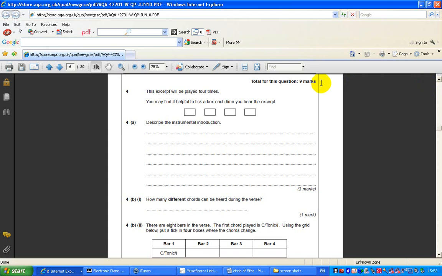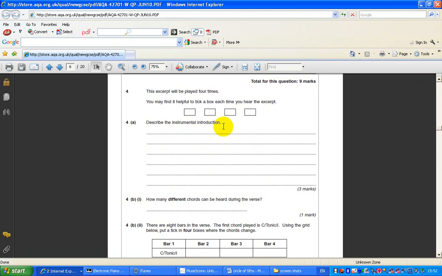GCSE June 2010, question 4. Question 4, total of 9 marks. You're going to hear the extract played 4 times, so 4 tick boxes. Question 4a is a more open-ended question, 3 marks though.